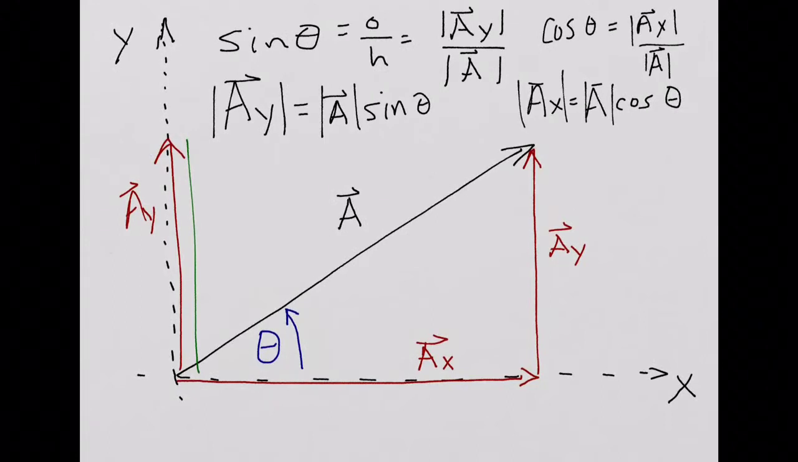So I can break a vector down into its two components, and the behavior of if an object is right here and being acted on by a force or an acceleration or something like that, these two vectors in the perpendicular directions together act just like this one vector, the original vector. So these two components are functionally equivalent to the original vector.